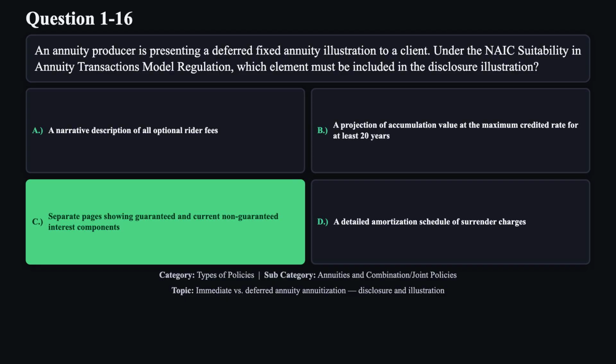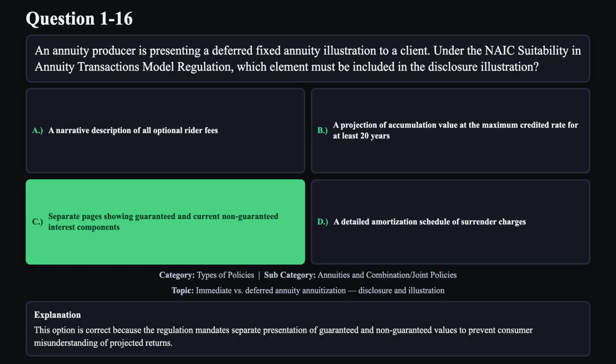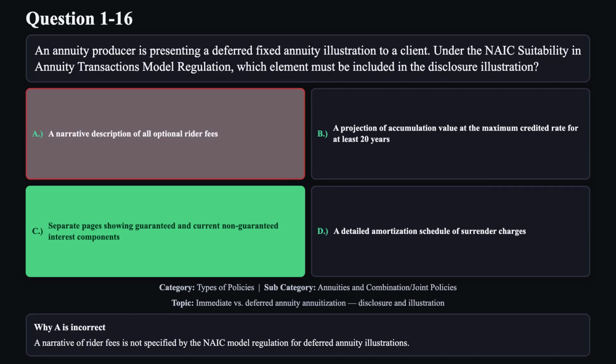The correct answer is C. This option is correct because the regulation mandates a separate presentation of guaranteed and non-guaranteed values to prevent consumer misunderstanding of projected returns. Reason A is not correct. A narrative of rider fees is not specified by the NAIC model regulation for deferred annuity illustrations.